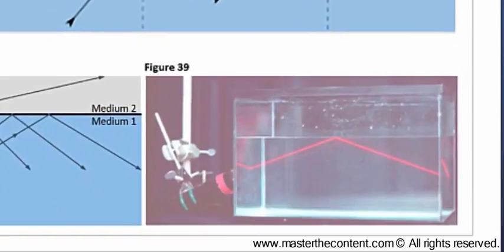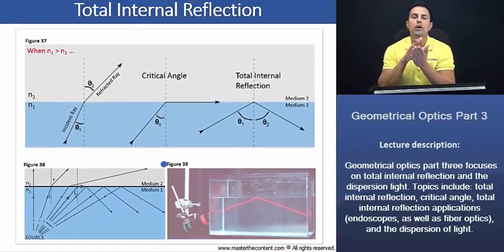Okay, now if we like, we can see an example here in figure 39. Here we see total internal reflection taking place. Light from the laser coming from the side of the tank is reflected at the air-water interface, and there's no refracted ray. Now, what if we want to find the value of the critical angle?